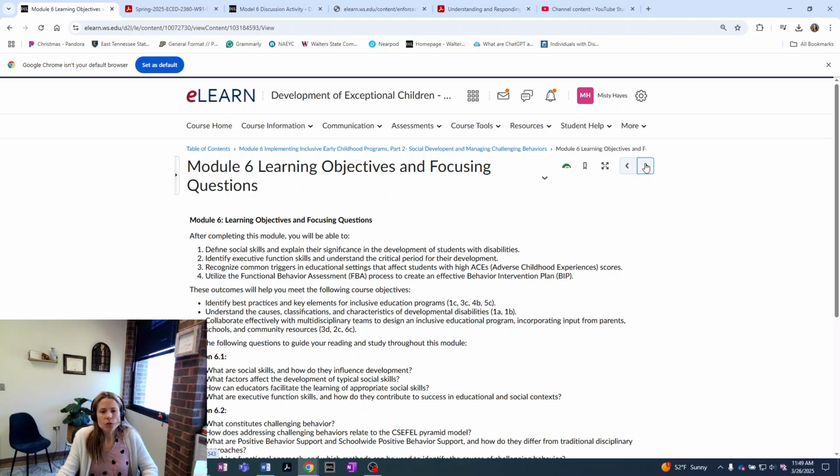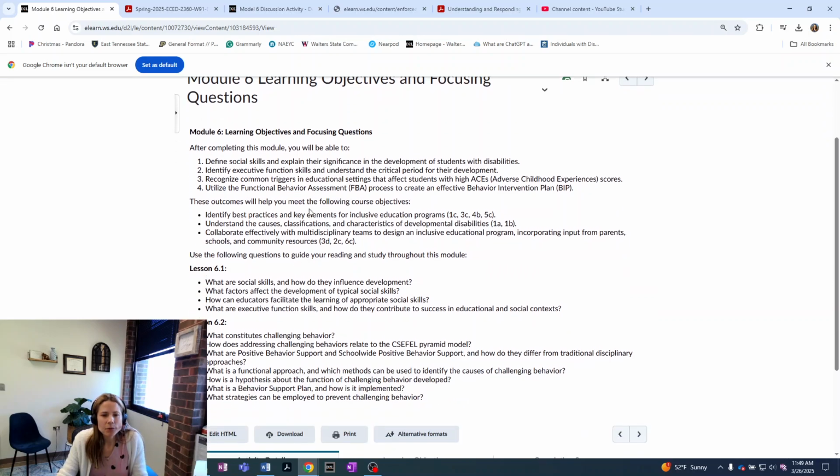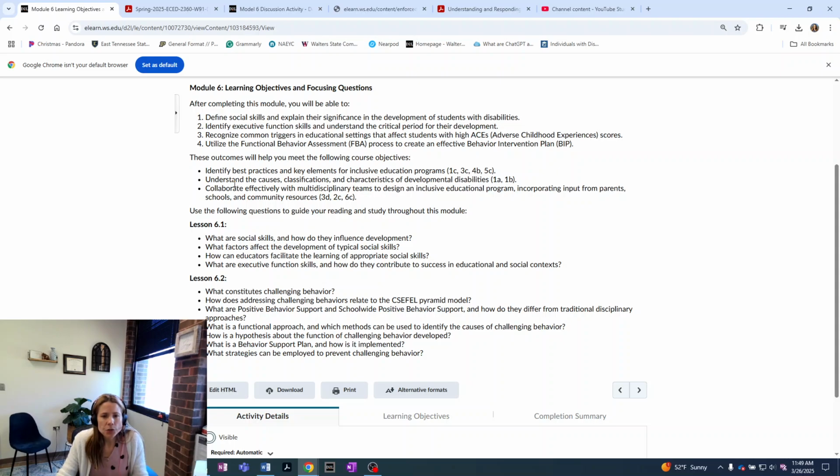Now, how are these module goals going to help us master our course outcomes? Well, they're connected to identifying best practices and key elements for inclusive education programs. So those module objectives cover that course outcome. Our course outcome is to understand the causes, classifications, and characteristics of developmental disabilities.